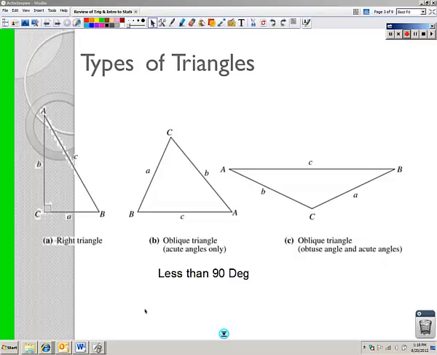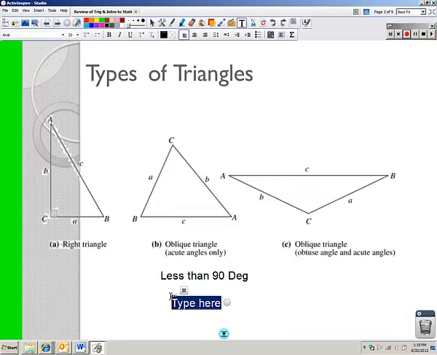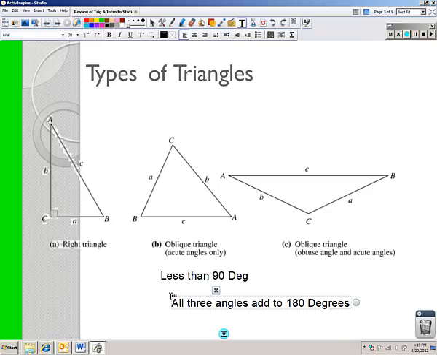Remember that we know that in a triangle, all three angles add to 180 degrees.